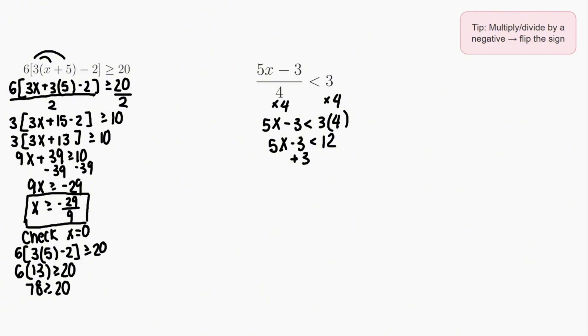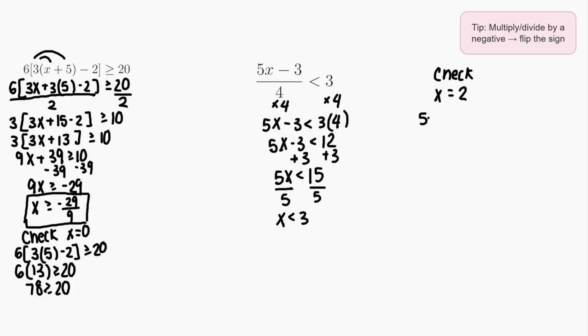We're going to add 3 on both sides, so the constants and the variable are on different sides. We get 5x is less than 15. Divide by 5 on both sides, and we get x is less than 3. So now let's check our answer by doing any number that's less than 3. That should work. Let's do x equals 2.